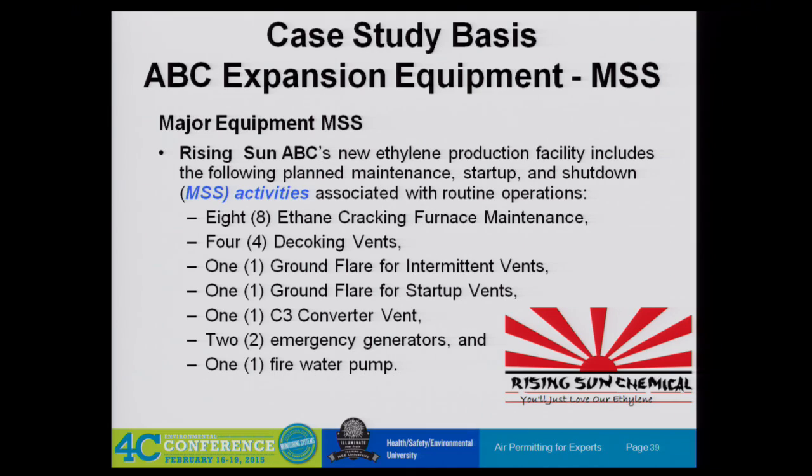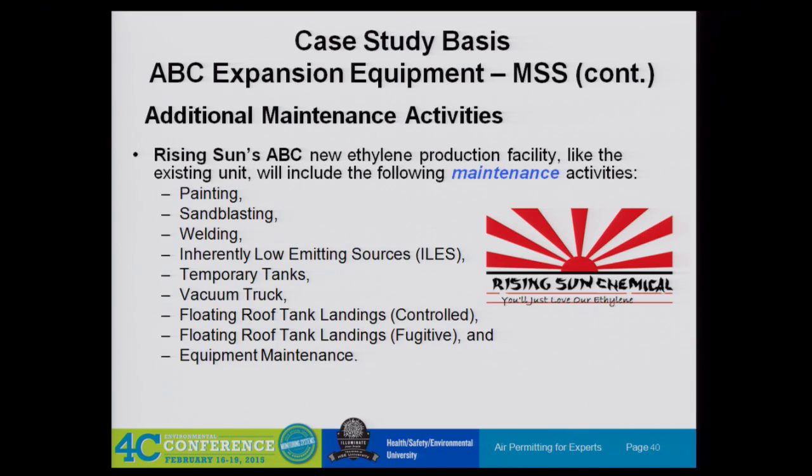And we also have MSS because we're sitting here in Texas, right? So we've got furnace maintenance, decoking vent maintenance. We have a ground flare for intermittent vents, a ground flare for our startup vents, acetylene converter vent, generators, fire pumps. We got the whole gamut of things here, right? And then we have all our other maintenance stuff, our sandblasting, our painting, our vac trucks, our tank cleanings, all that kind of stuff that we've got to consider here in Texas as part of our permit application.